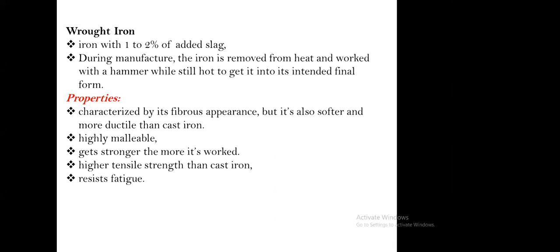Molybdenum will improve the machinability, toughness and fatigue strength, whereas the last one, manganese, will reduce the effect of the sulfur on the cast iron, and thereby it will reduce the hardness and brittleness. Okay, and with this we have completed the ferrous materials.